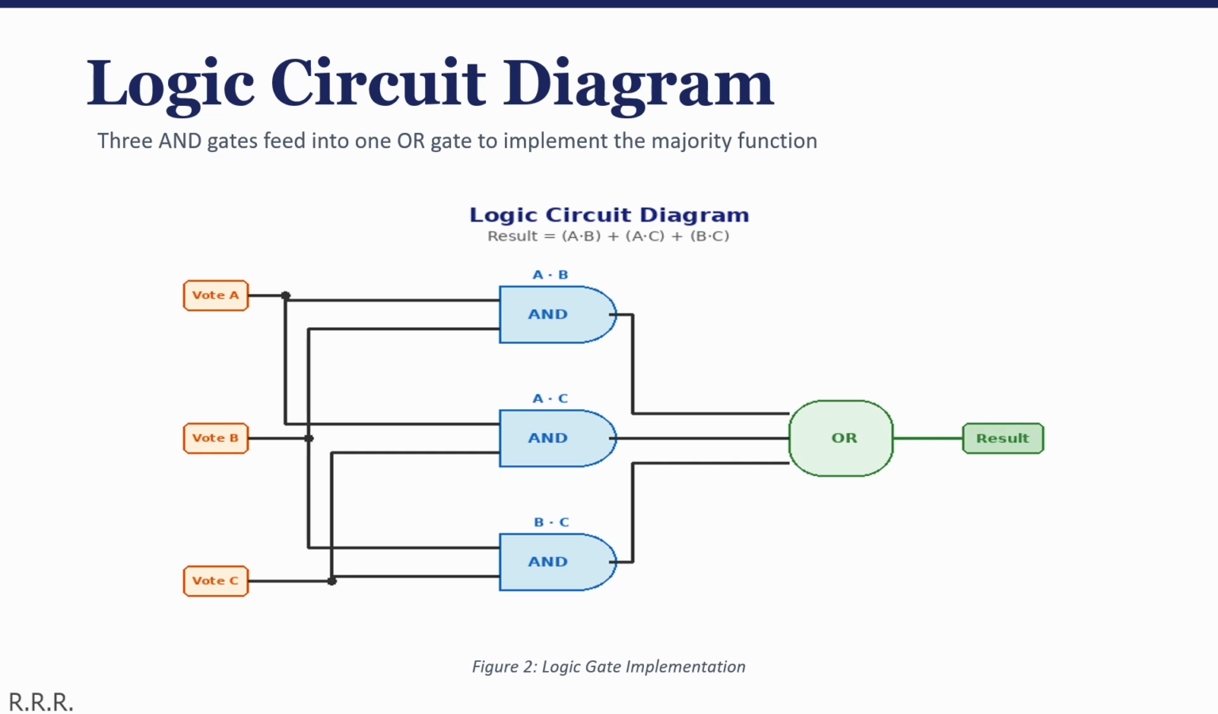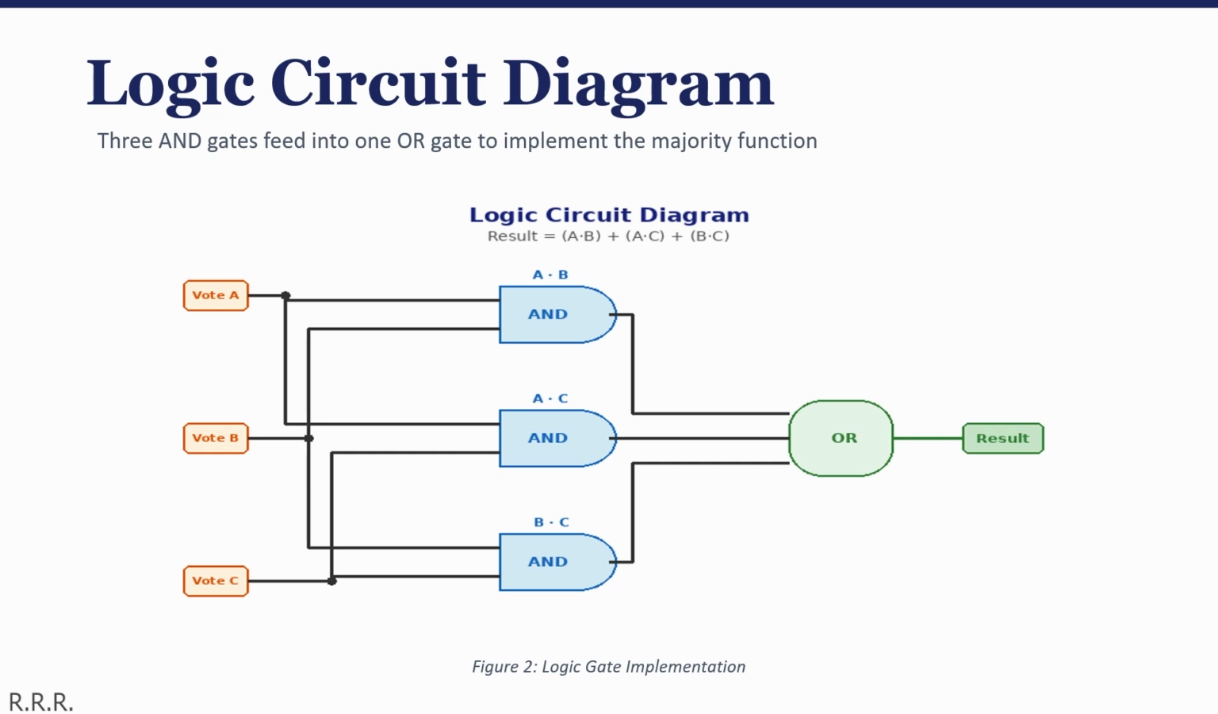The second AND gate receives vote A and vote C, computing A and C. The third AND gate receives vote B and vote C, computing B and C. All 3 AND gate outputs then connect to a single OR gate on the right side of the diagram. This OR gate combines the results.